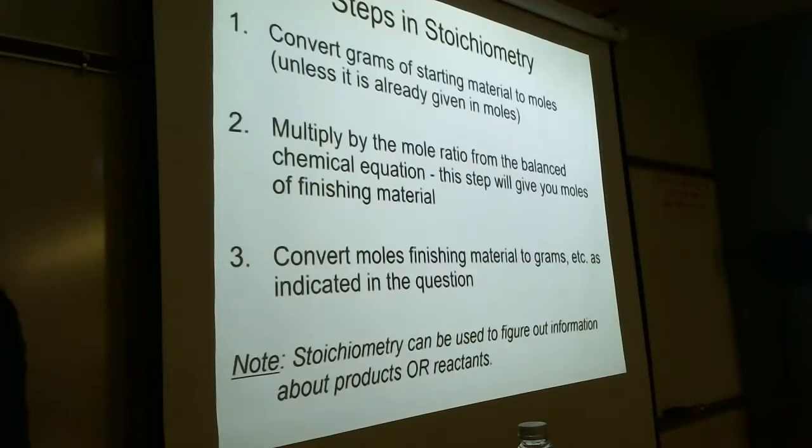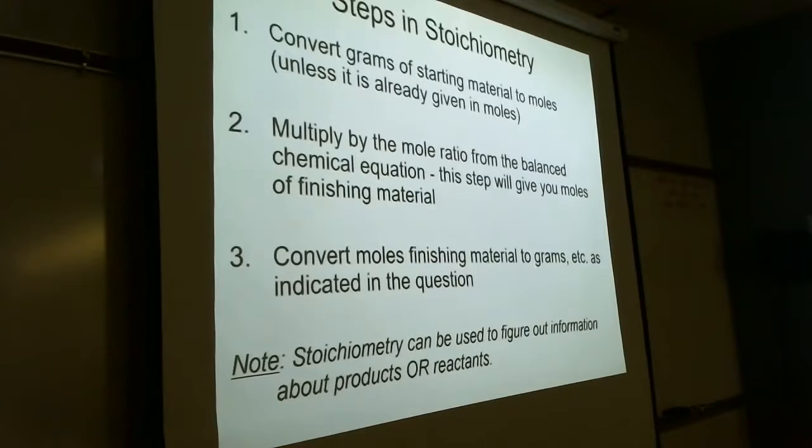So here are the steps in stoichiometry. If you've never done this before, you'll do it now. And if you have done it and you're an expert, then you can just refresh your memory. You're going to convert grams of your starting material into moles, unless it's already given in moles, which it won't be, unless we're doing molarity calculations. But we're not doing that today. We're going to multiply by the mole ratio from the balanced equation. So this will give us moles of the material that we're finishing with. And then we're going to convert moles of that finishing material to grams, which is usually what the problem asks for. Unless we start doing solution stoichiometry, and then it'll be slightly different. But we're not doing solution stoichiometry yet.